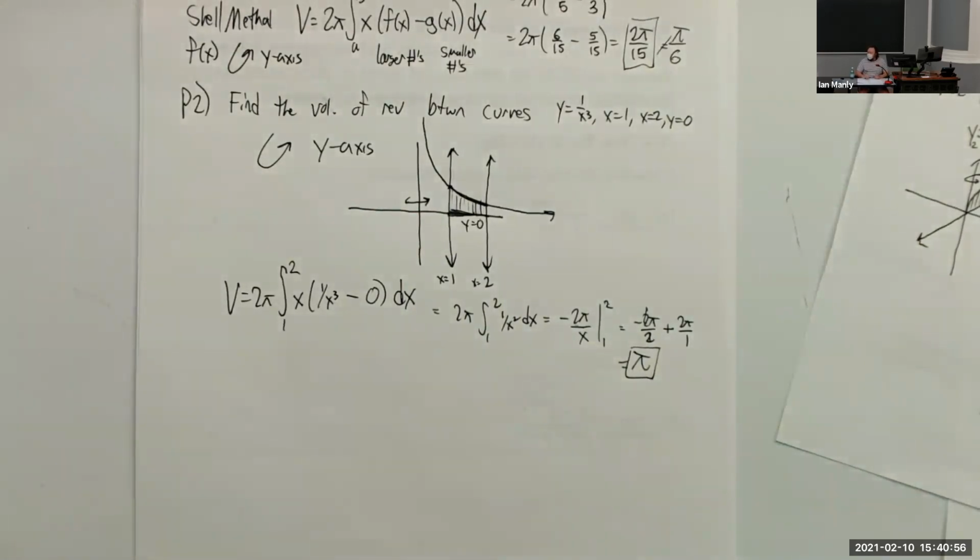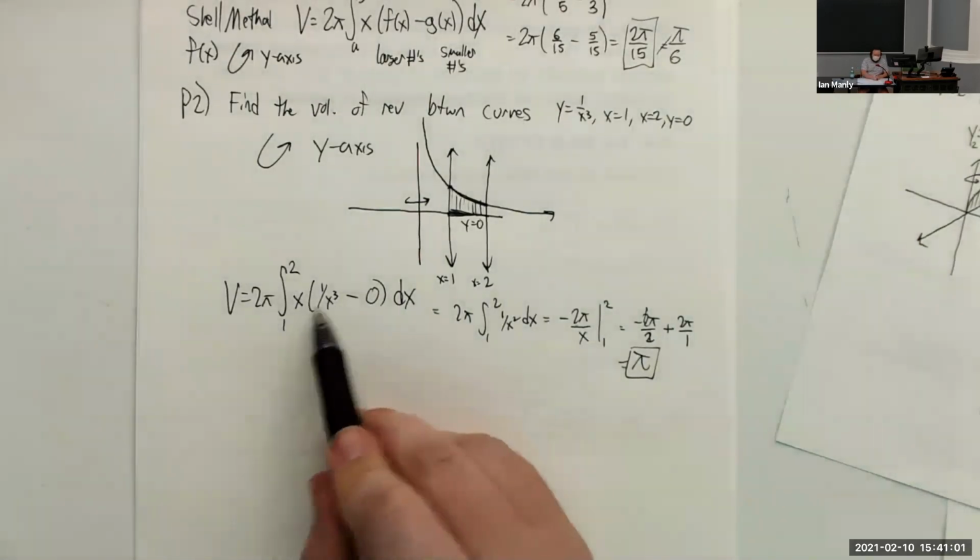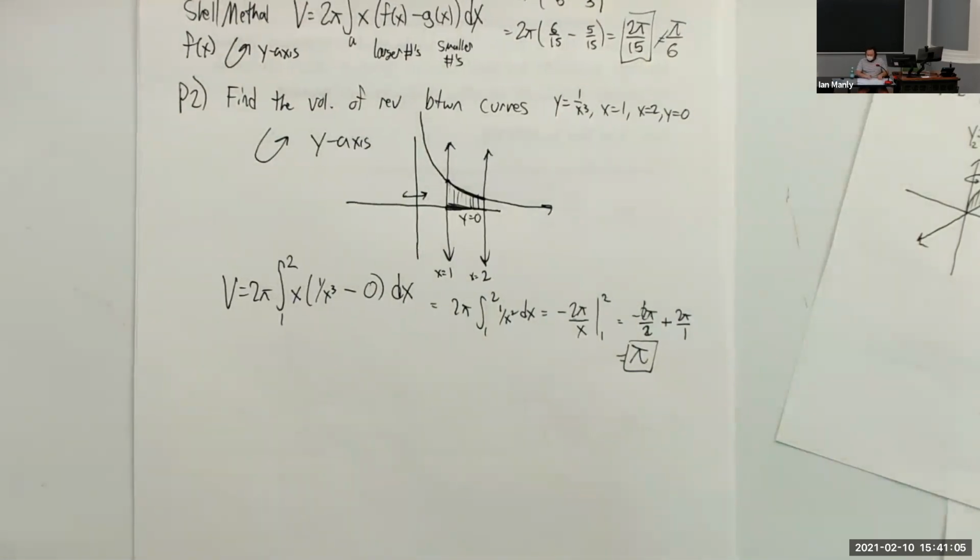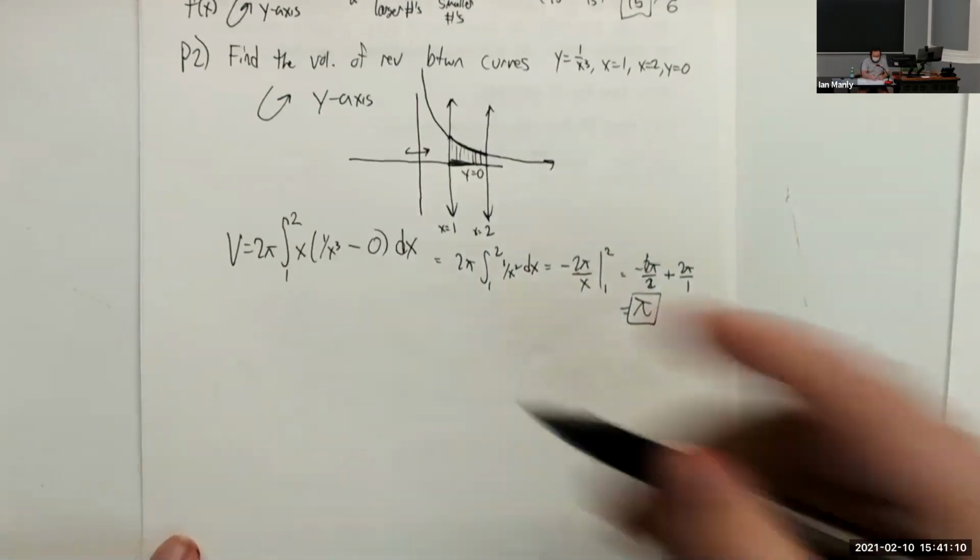And I saw some people in the chat getting negative pi. Most often, if you get the negative version of an answer, that means you just flipped the order of these here. All right, let's do one more example, and then I want to summarize all of this stuff.